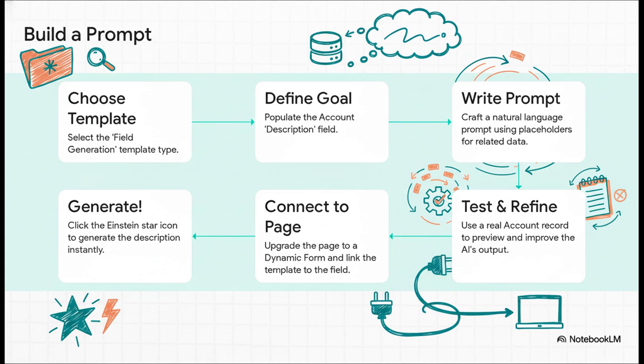You just pick your template, say what you want to do, in this case, fill in the account description, and then you just write. You write a prompt in plain English, using these little placeholders to pull in live data from the record. You test it, connect it to the page, and boom! You've just given every user on your team a new superpower, the ability to generate a perfect summary with a single click. And check this out.